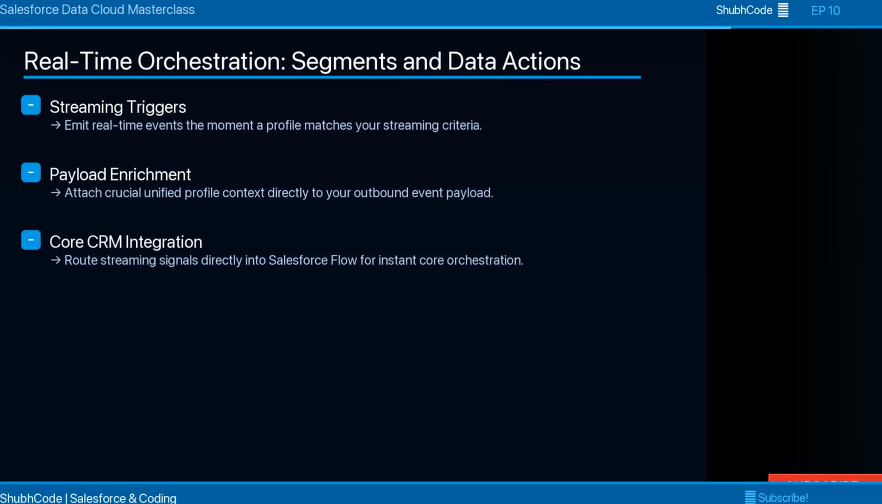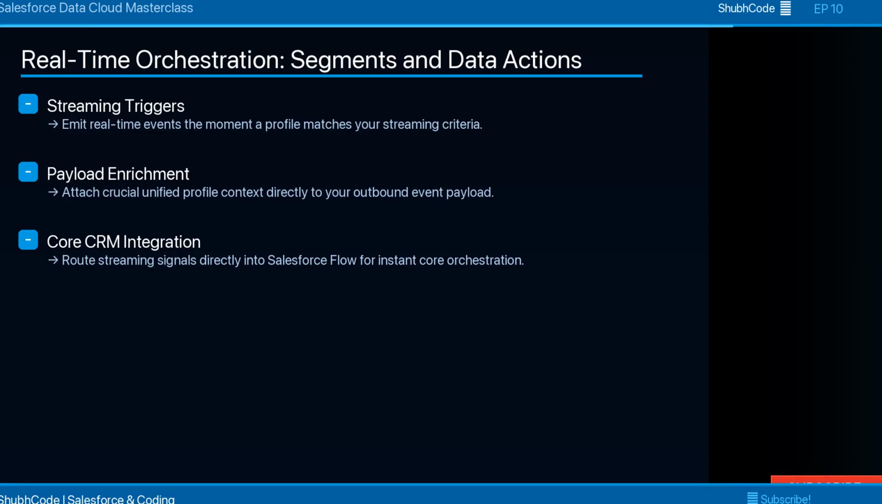Finally, let's look at how we turn these smart segments into immediate real-time orchestration. By pairing our streaming segmentation logic with data actions, we can alert external systems the split second a customer crosses a behavior threshold. If a VIP customer visits your support page, a streaming insight fires a data action. This instantly triggers a flow in core CRM, alerts their account manager, and personalizes the mobile app, creating a unified experience.